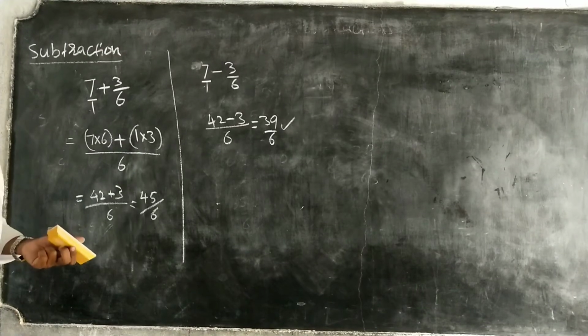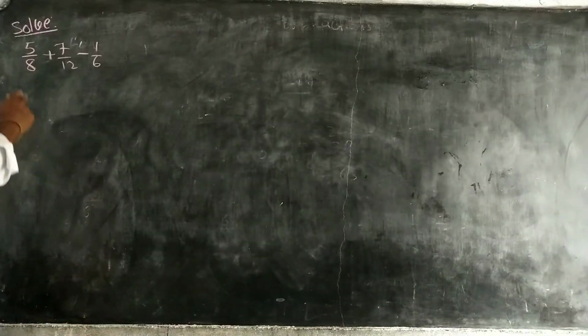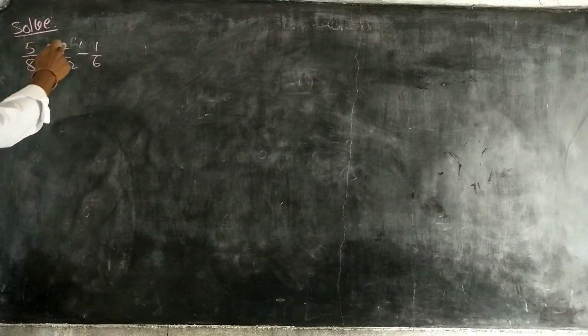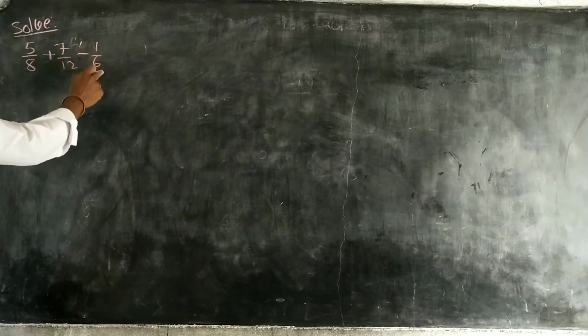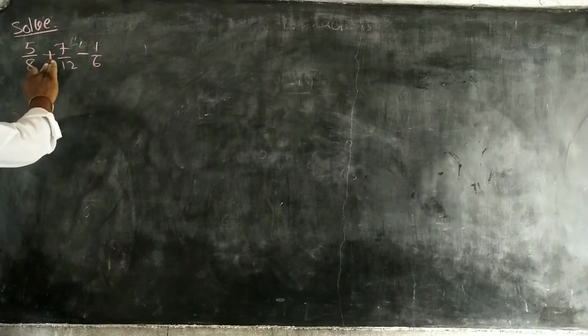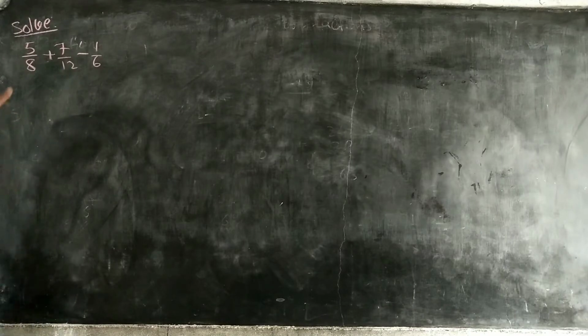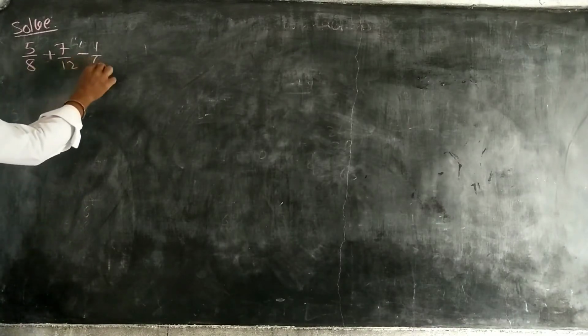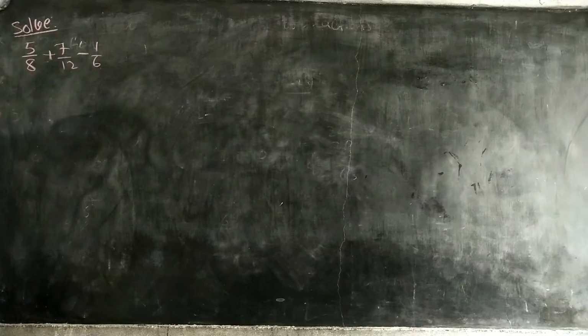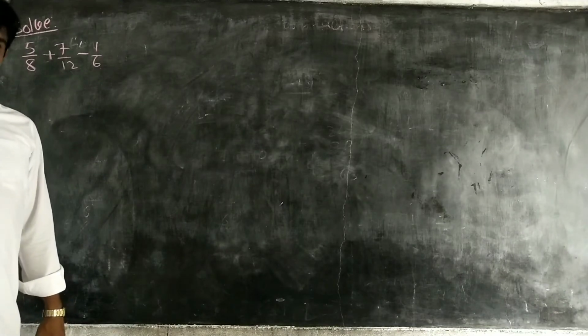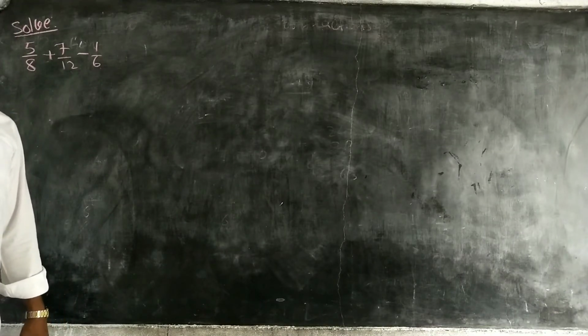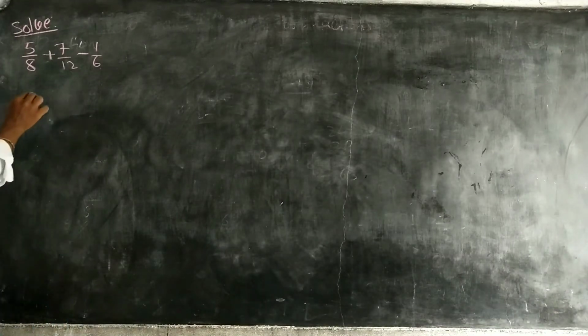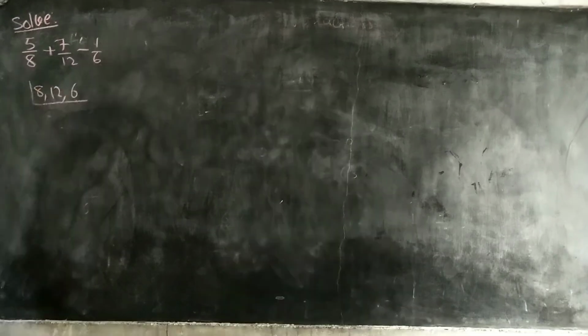Okay. Next we are going for the next problem. Solve 5 by 8 plus 7 by 12 minus 1 by 6. This is mixed, plus and minus both are there. How do we solve? First find the LCM of 8, 12 and 6. Whenever I have to do addition or subtraction of unlike fractions, the primary thing is to find the LCM. That is, the LCM of 8, 12, 6.